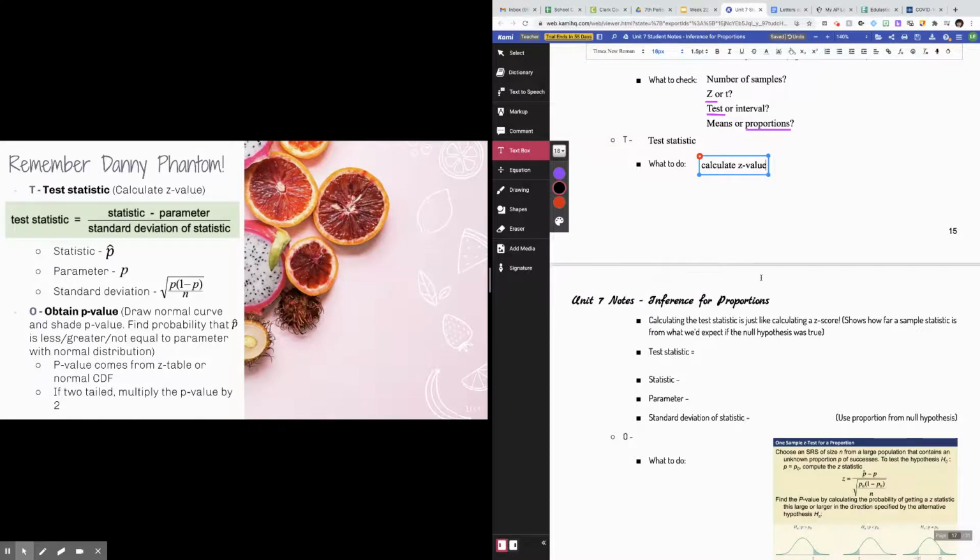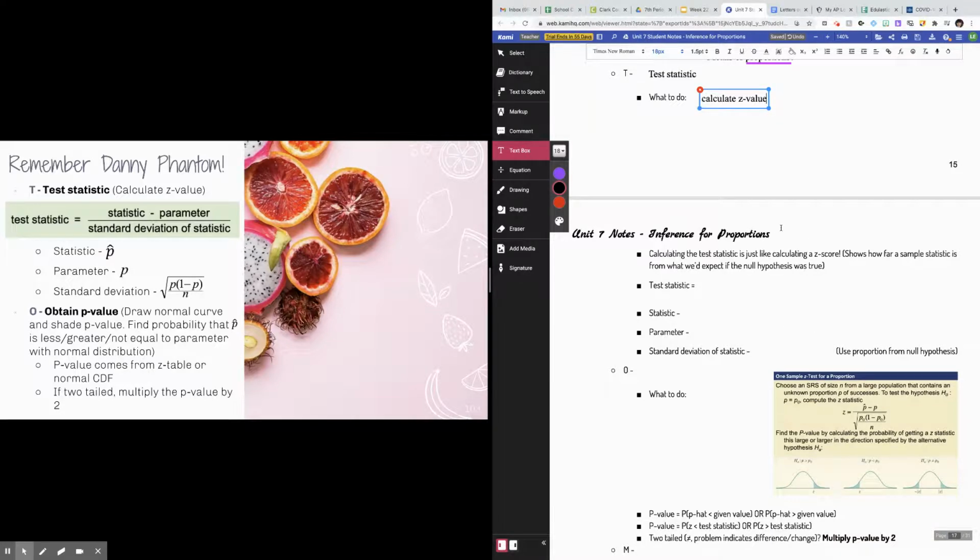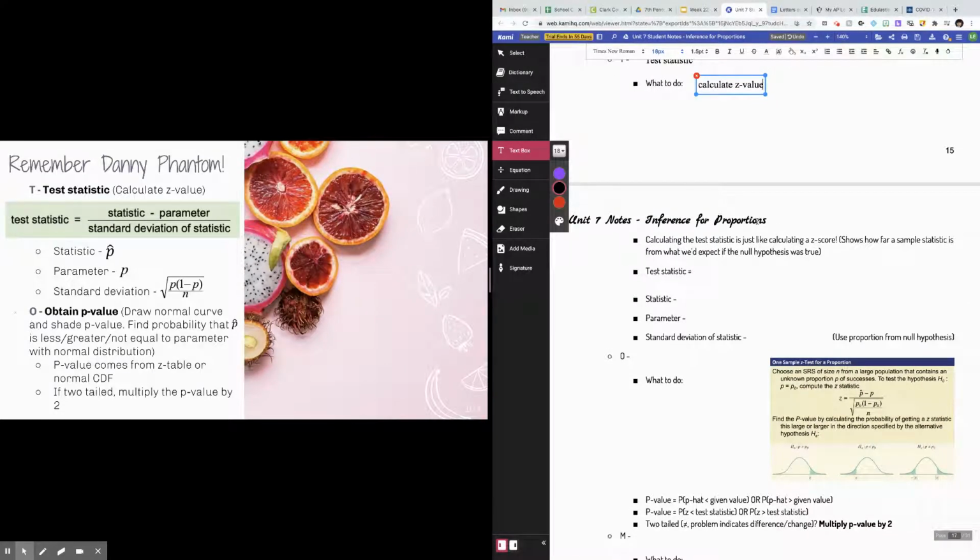Okay, and how you do that is here on the next page of your notes. Okay, so calculating a test statistic is just like calculating a Z-score, right? Because what you're trying to figure out is how far your sample statistic is from the parameter or from what we would expect if the null hypothesis is true. Okay, so the formula for your test statistic, right, is you take your statistic minus the parameter and divide that by the standard deviation of the statistic.